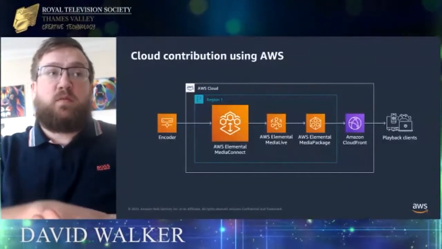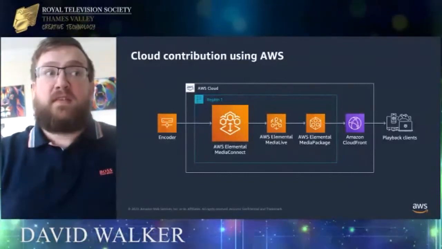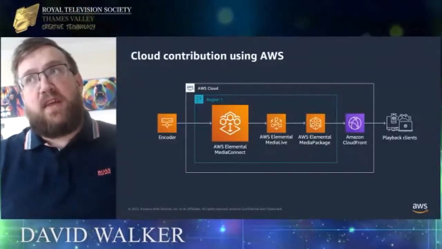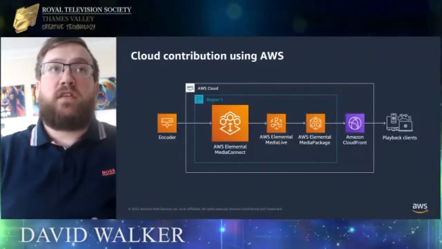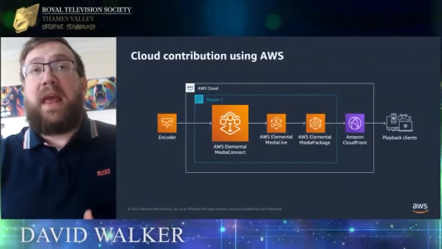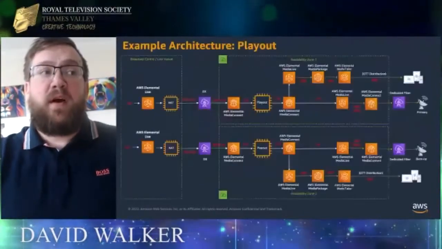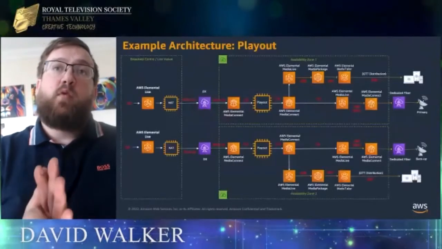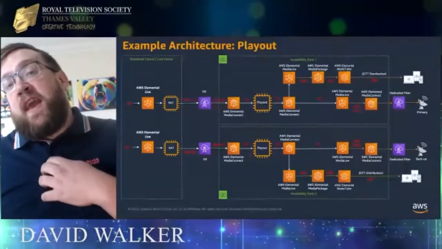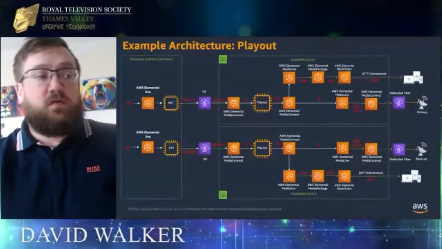So that's one of the simple ways of doing this, but you can add layers and layers of complexity onto this. You can add redundancy, you can add completely different steps. So the next slide here is an example of a playout architecture running in AWS, and I'll just run through this here.